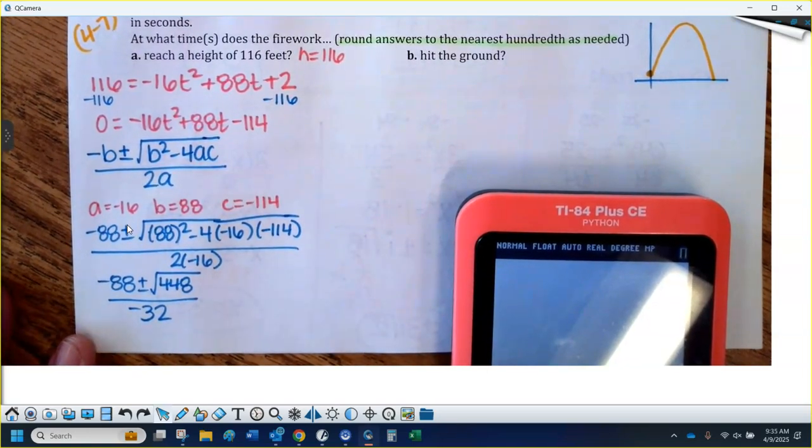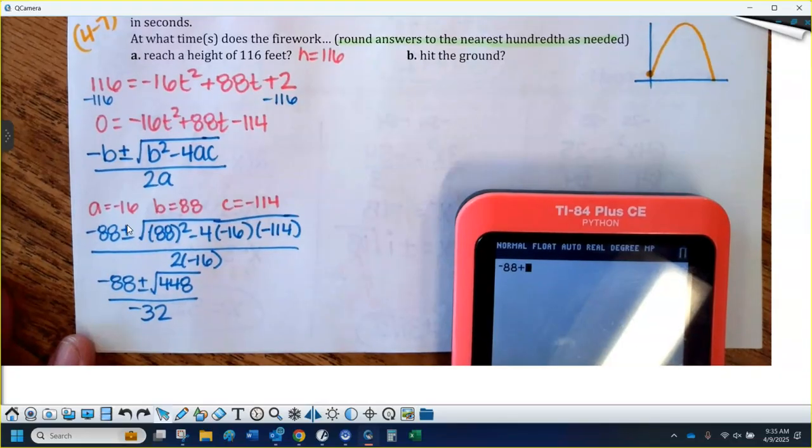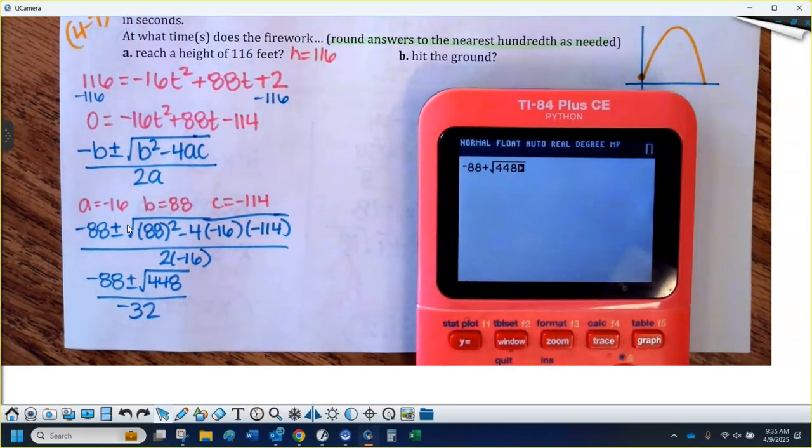But anyway, I'm just literally typing negative 88. Now you have that plus or minus symbol. You can only do one at a time. So I'm just going to do plus and then take your square root and type in the 448. Sorry, there's a little glare on that. Now, what I would tell you right there, just go ahead and hit enter or equals. And then, after you do that, divide it by the negative 32.